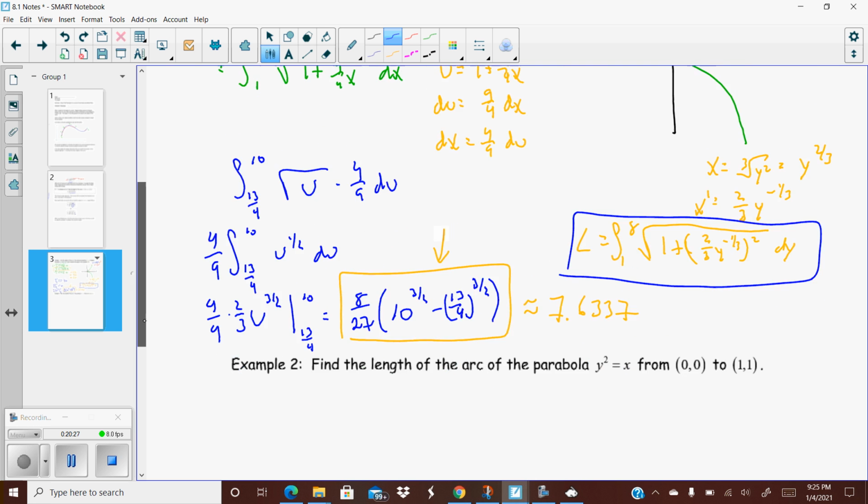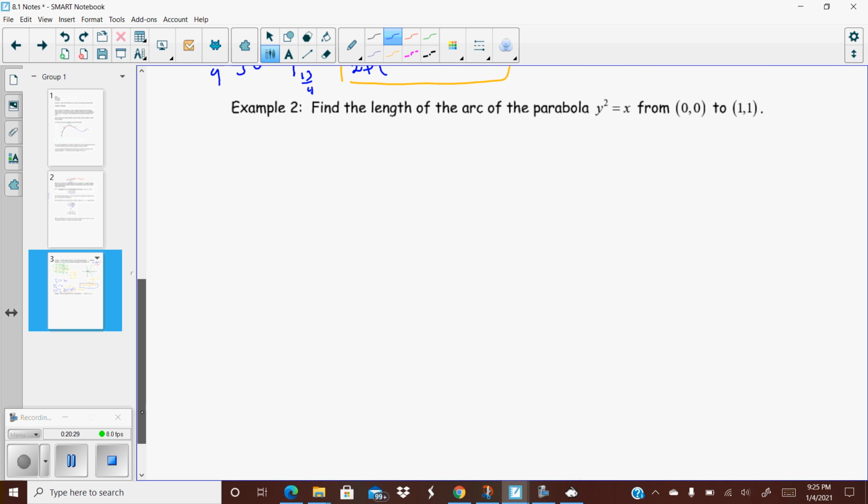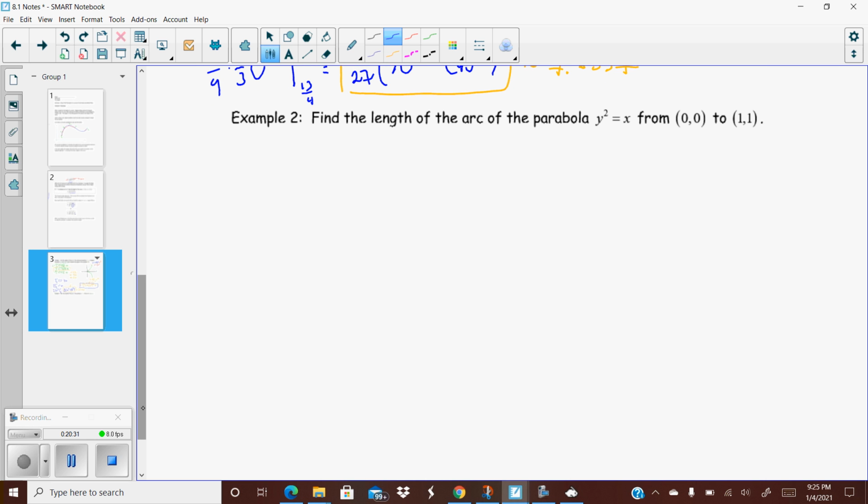Okay, one more example, and then we're done. And this one, we're just going to strictly do calculator. Find the length of the arc of the parabola y squared equals x. Again, this one's already in terms of x equals. There's no reason to change it. We have the points, so we're going to do everything in terms of y. So the length of the arc is going to be from 0 to 1. Fortunately, you really couldn't mess that one up since the point goes from 0, 0 to 1, 1.